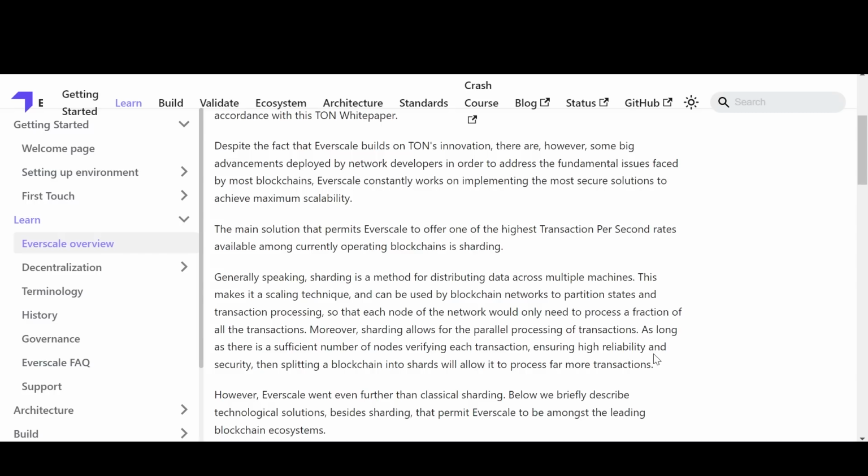This makes it a scaling technique and can be used by blockchain networks to partition states in transaction processing, so that each node of the network would only need to process a fraction of all the transactions. Moreover, sharding allows for the parallel processing of transactions. As long as there is a sufficient number of nodes verifying each transaction, ensuring high reliability and security, then splitting a blockchain into shards will allow it to process far more transactions.